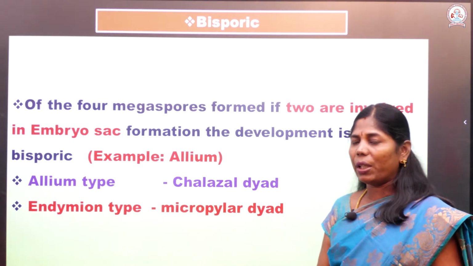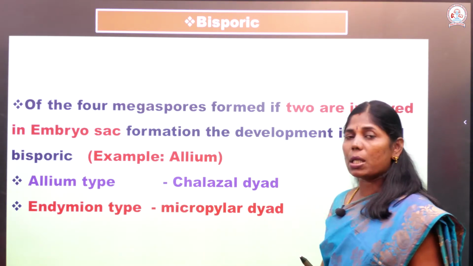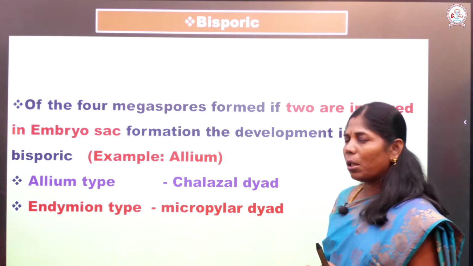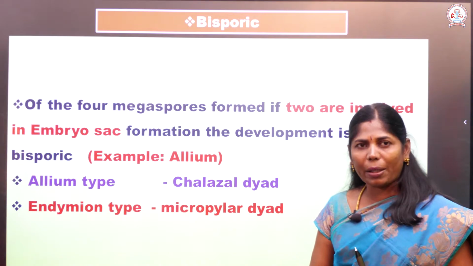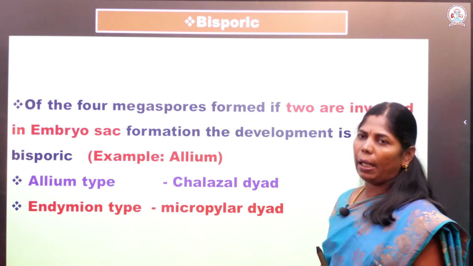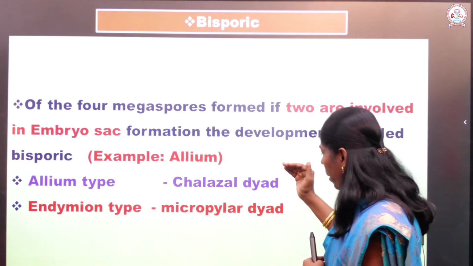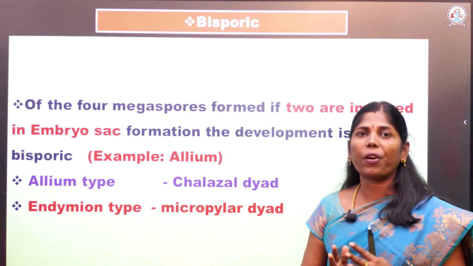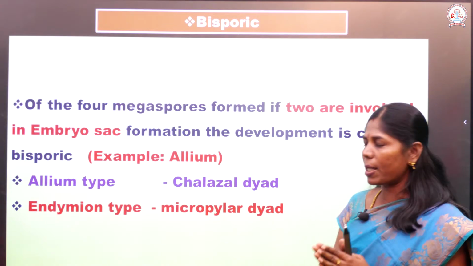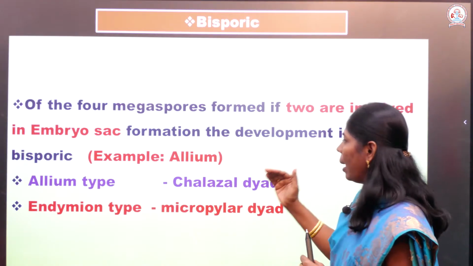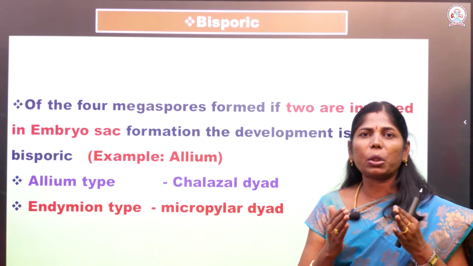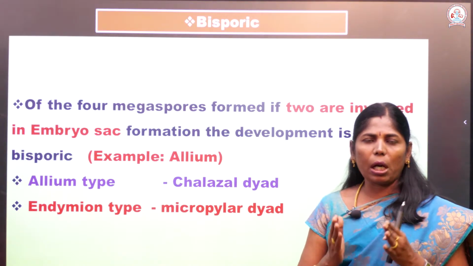In the Allium type we can see the 2 functional megaspores at the chalazal end. In the Endymion type, the 2 functional megaspores are at the micropylar end. So the functional megaspores are located at the chalazal end in one, and at the micropylar end in the other. This is the extra information related to that topic. Okay children, you have to go through this.